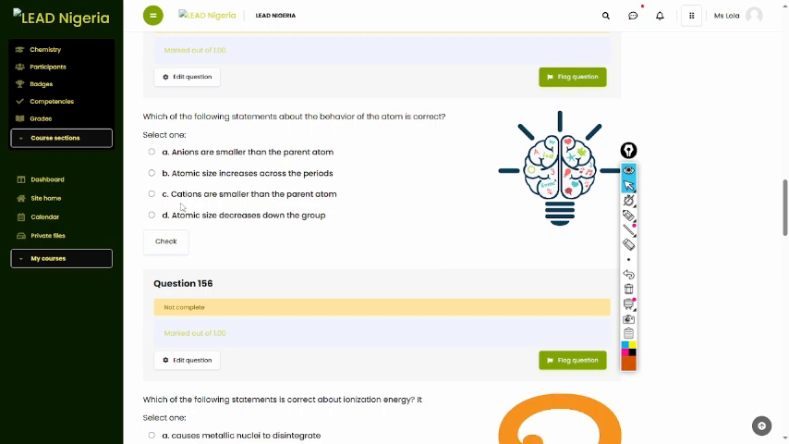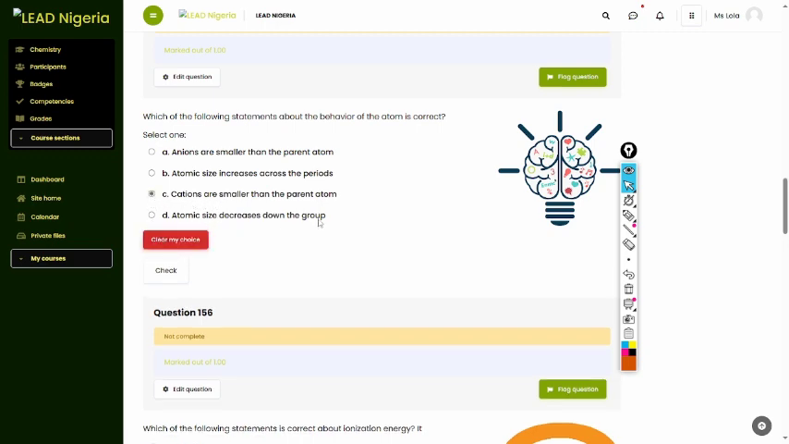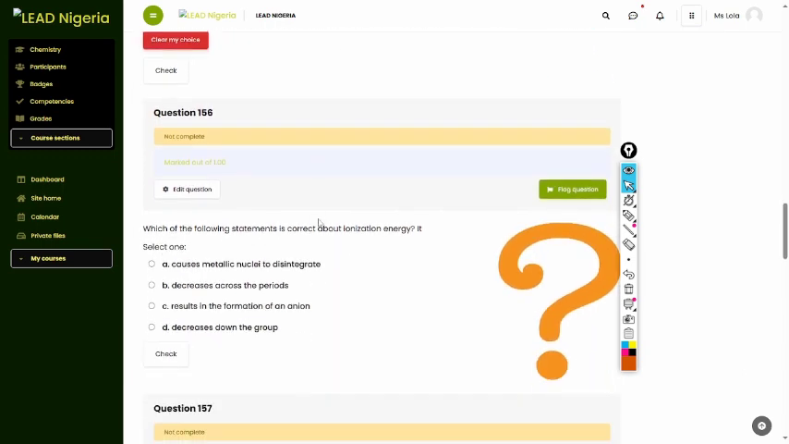Now, C, cations are smaller than their parent atoms. This is true because when cations are formed, they lose electrons in the outermost shell. And as they lose electrons, the number of shells they have reduces, which in turn reduces the distance from the nucleus to the outermost shell. So cations are usually smaller than the parent atom, so this is correct. Now atomic size decreases down the group. This is wrong because when you go down the group, atomic size increases. So C is the answer.